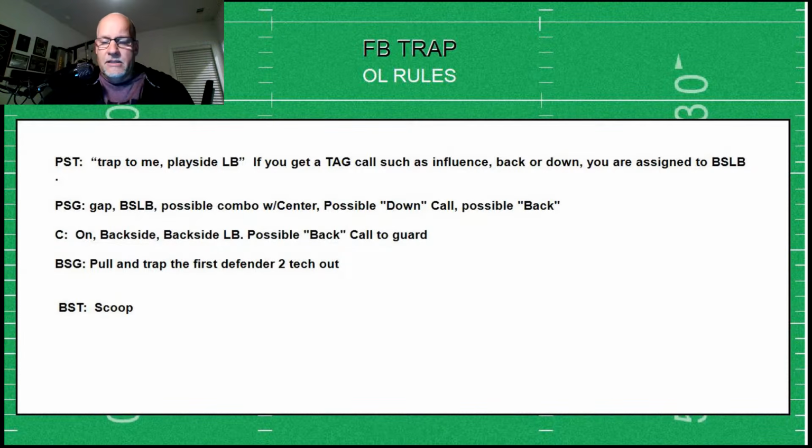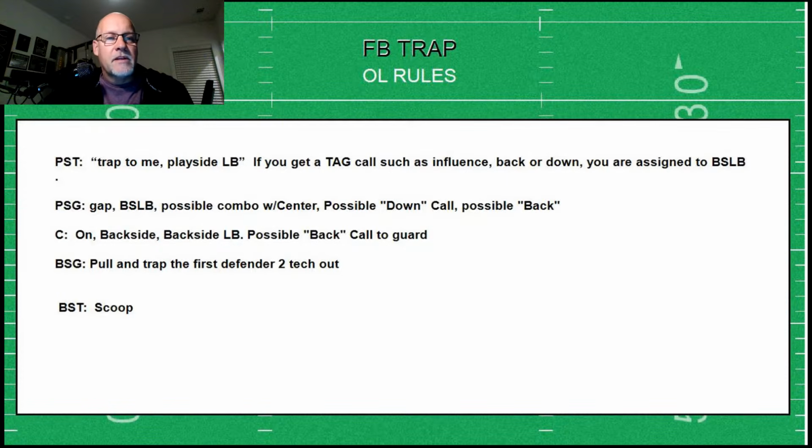So let's talk real quick about our line rules. I'm going to start with our play side tackle. We use a little rhyme. We say trap to me, play side LB. So if you're the play side tackle, you're essentially going to be blocking the play side linebacker. You may get a tag. So you might get trap influence, trap back, or trap down. If you get any of those, you're going to be assigned to the backside linebacker. So there is a little bit of a difference there.